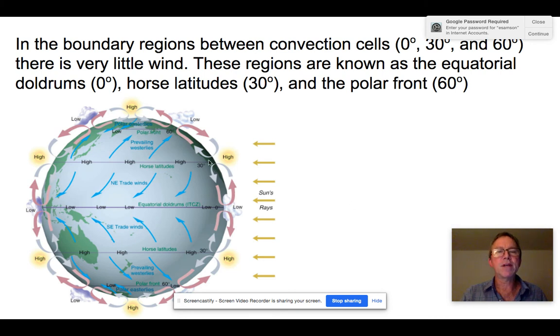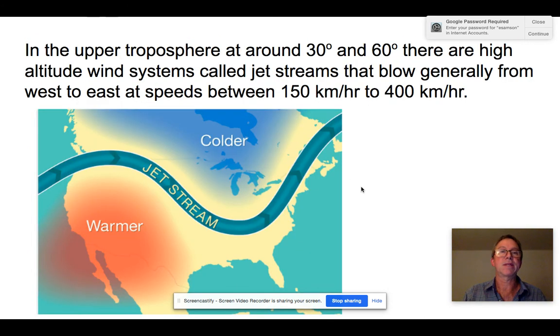Then we also have another area like this here at 30 degrees where we have the descending air, and there's really not much wind here either. They call these the horse latitudes, and there's some debate. Is it because they ate their horses because they couldn't move their boats? I've heard a number of things about that, but basically somehow sailors with horses named these the horse latitudes because they got stuck there.